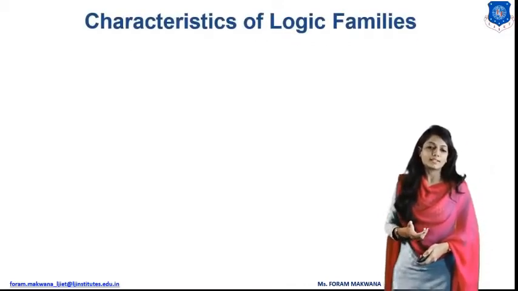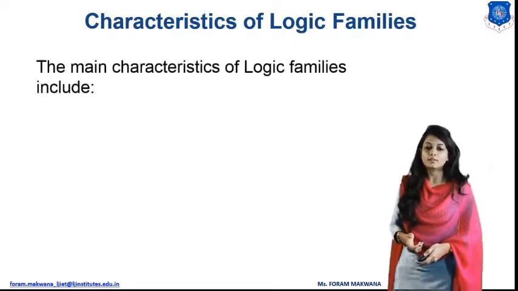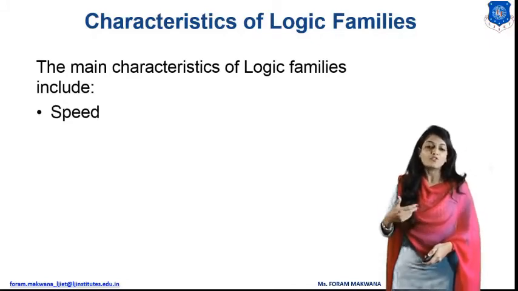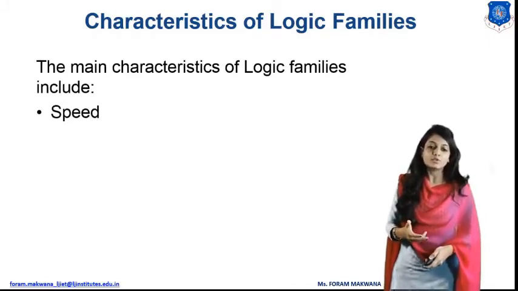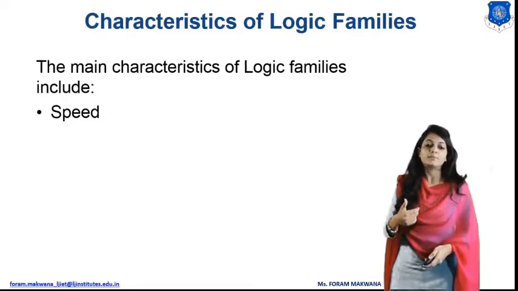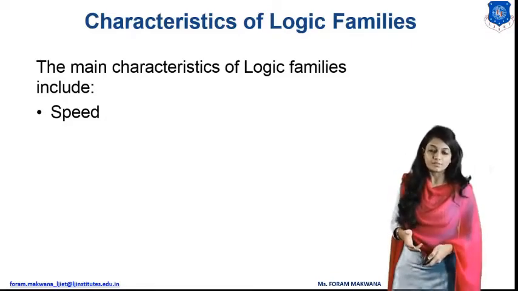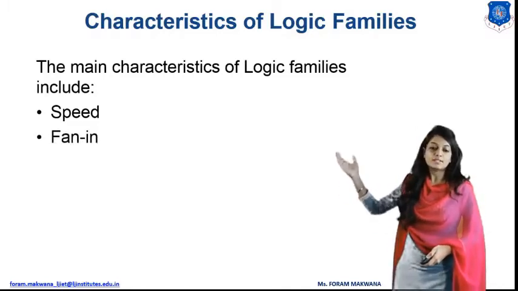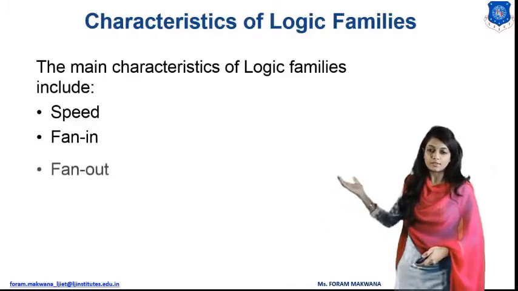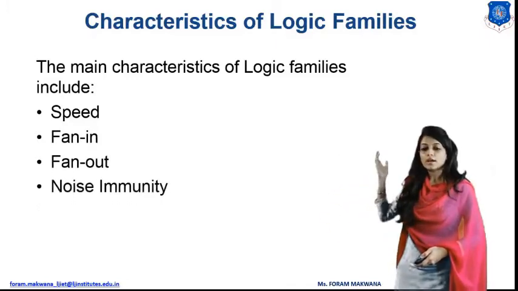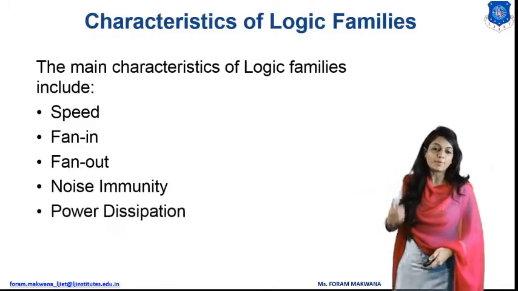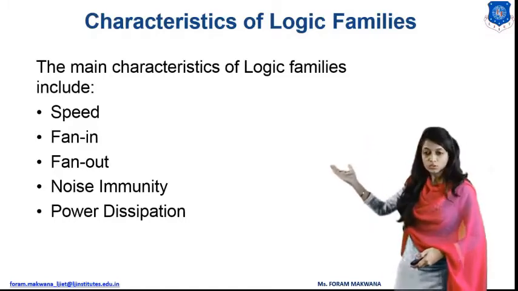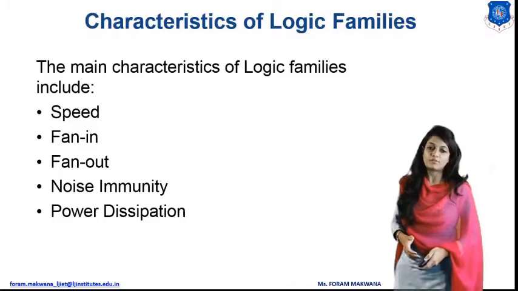So what are the different characteristics of logic families? The main characteristics are speed, that means how fast my IC is going to operate or perform its operation. Second is fan in. We will see all the definitions one by one. Fan out, noise immunity and power dissipation. Now, what do you mean by speed, fan in, fan out, noise immunity and power dissipation, that we will see.